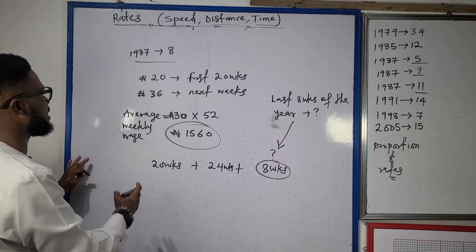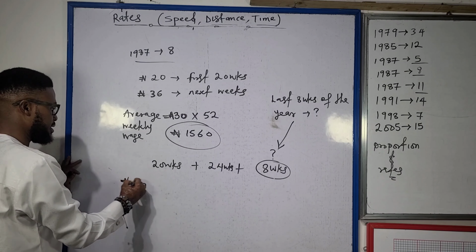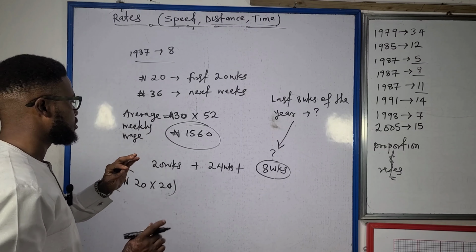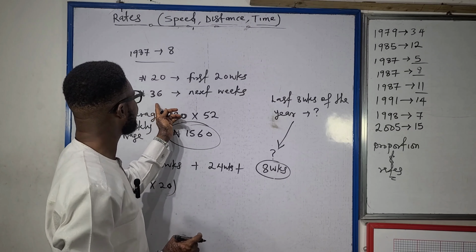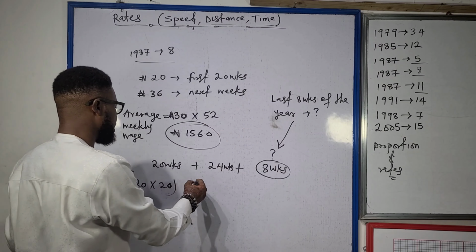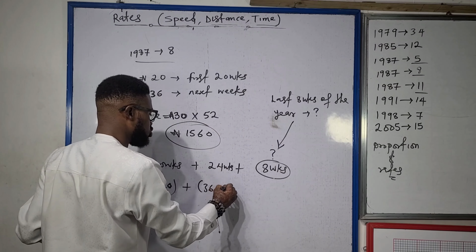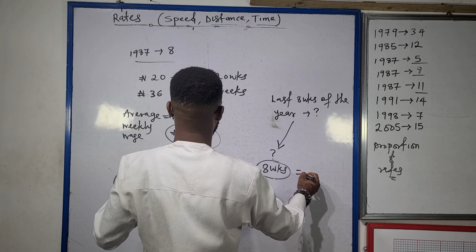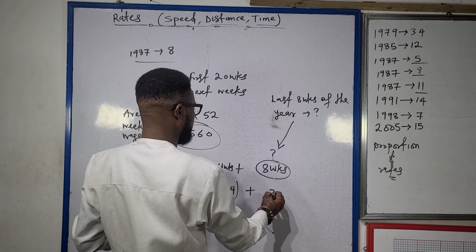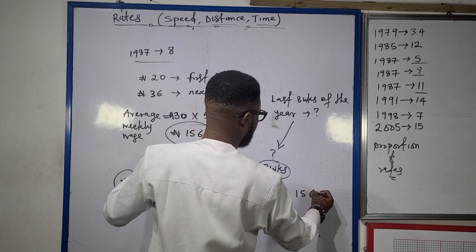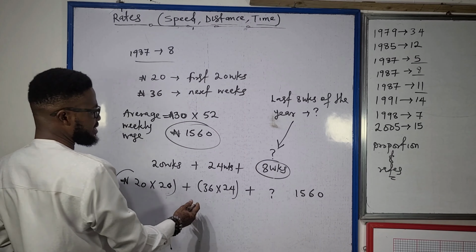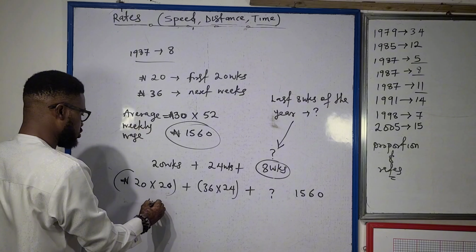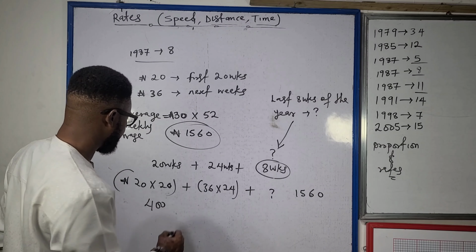So what we basically have here is 20 naira times the first 20 weeks. That gives us 400 naira. Now take a look at it. 36 naira for the next weeks. So this is going to be 36 times 24. Everything should be equal to, we don't know what the wage here will be, but everything should be equal to 1,560. So whatever we have remaining is what is going to be shared into 8 weeks. So this is 400, 36 times 24, 864 plus.